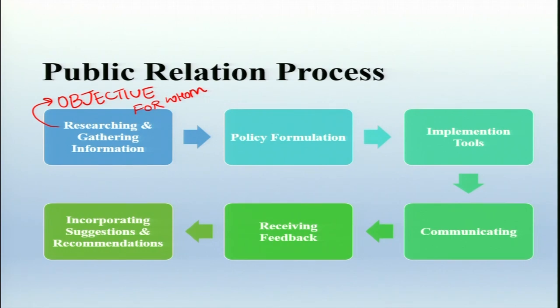Once you are through with this, then you need to move on to policy formulation. Whatever objective you have decided, whatever information you have gathered, for that you need to formulate certain policies, certain strategies: I am talking about this public relation for these publics, and this is going to be my strategy for this. And the third stage is about implementation, how I am going to bring it into action. This is more about the action stage, the implementation tool.